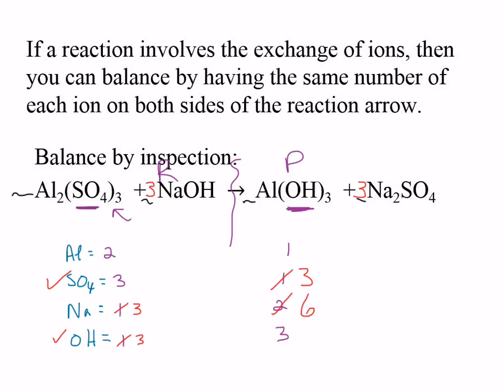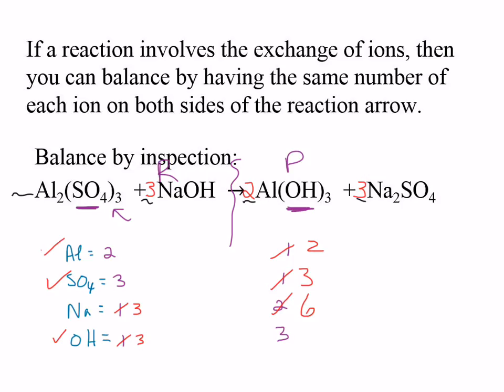Are you serious? Well, let's try fixing our aluminums. Okay? This is going back and forth. You see how I'm going back and forth? Let's fix our aluminums. I have 2 here. If I want to get 2 over there, I need to put a 2 in front of my first thing there. So 2 in front of the Al(OH)3. Update my aluminums. Now I've got 2. That looks good.